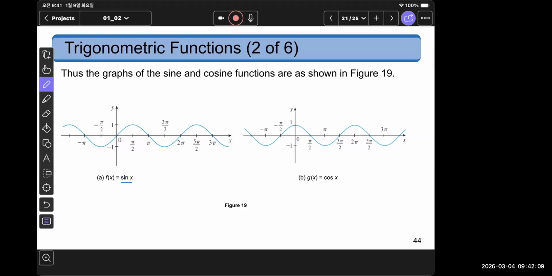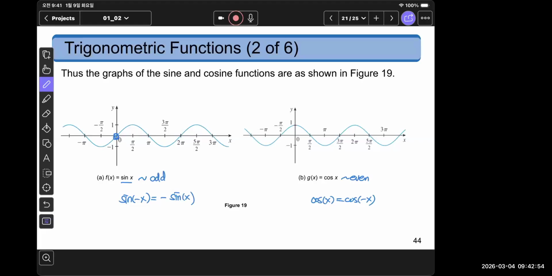Okay, when you look at the graph of the sine function, the graph is symmetric about the origin. So this is an example of an odd function. And in the case of cosine, the graph is symmetric about the y-axis. And such a function is called an even function. So cosine of negative x and cosine x will have the same values. But in the case of sine, sine of negative x will be negative 1 times sine x.